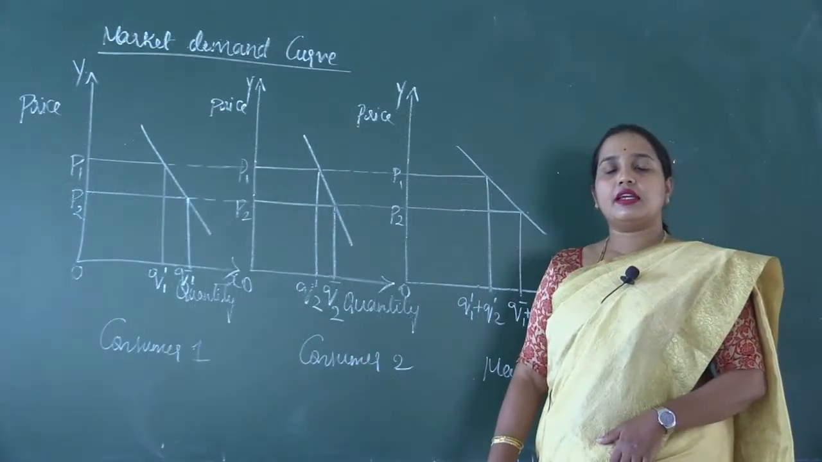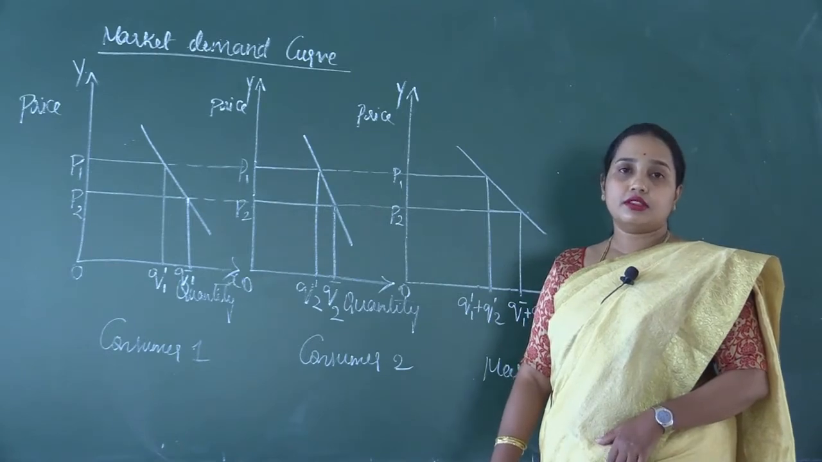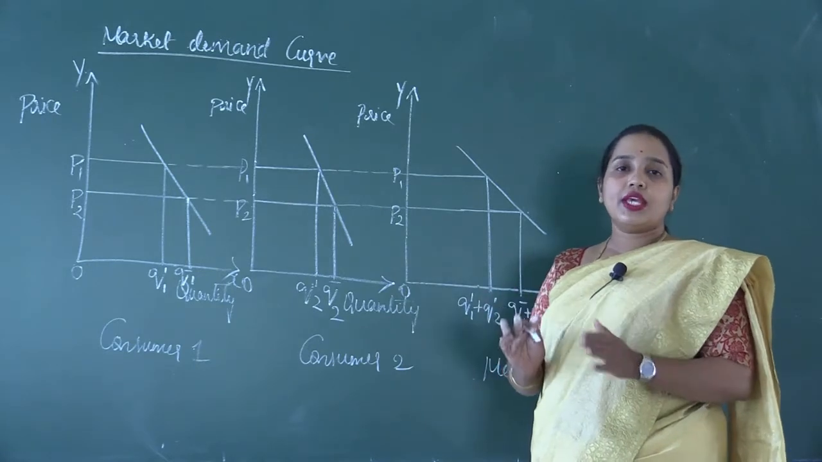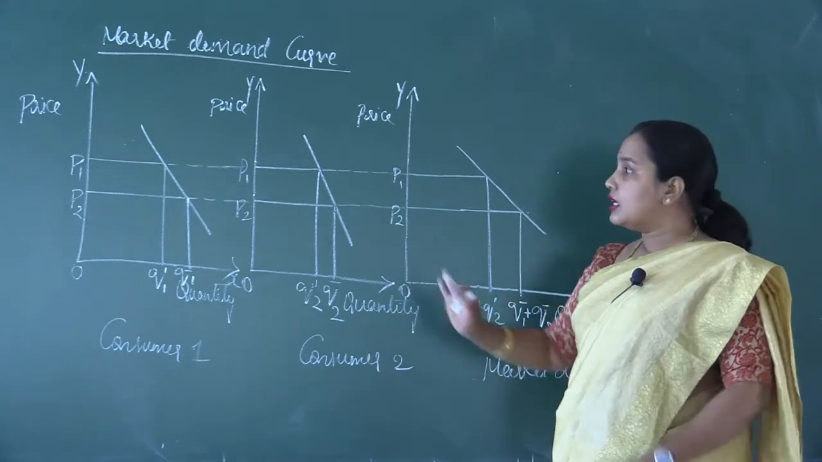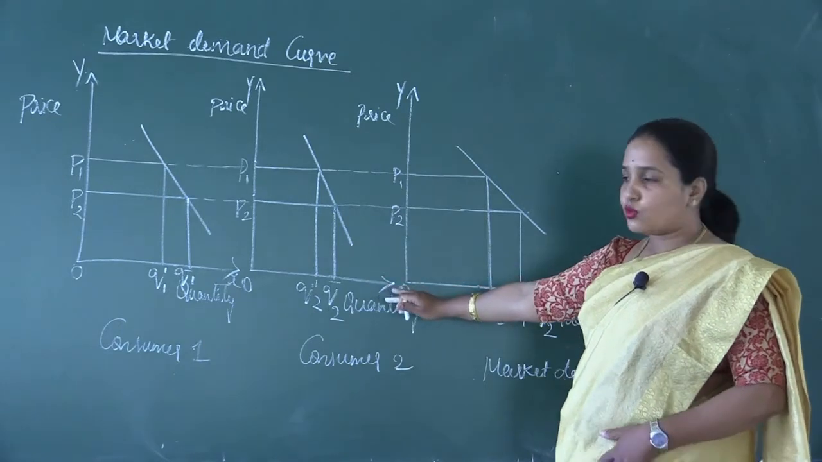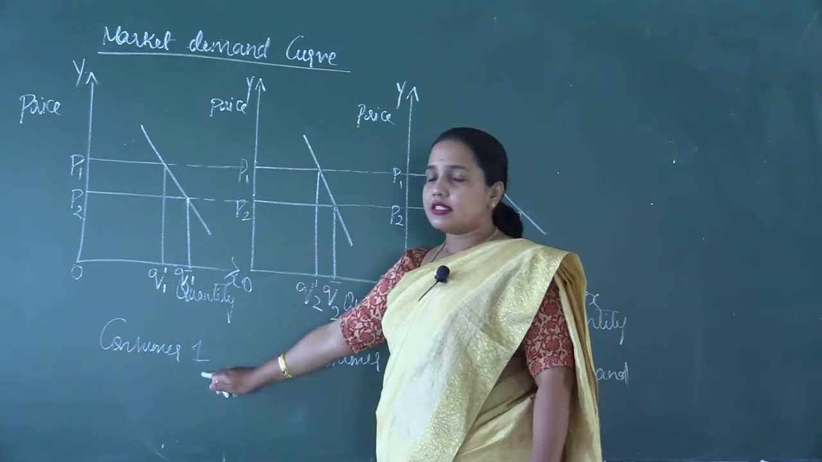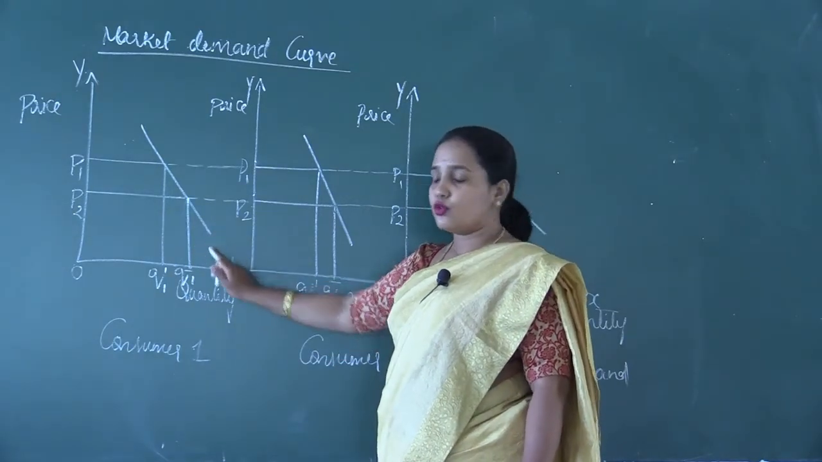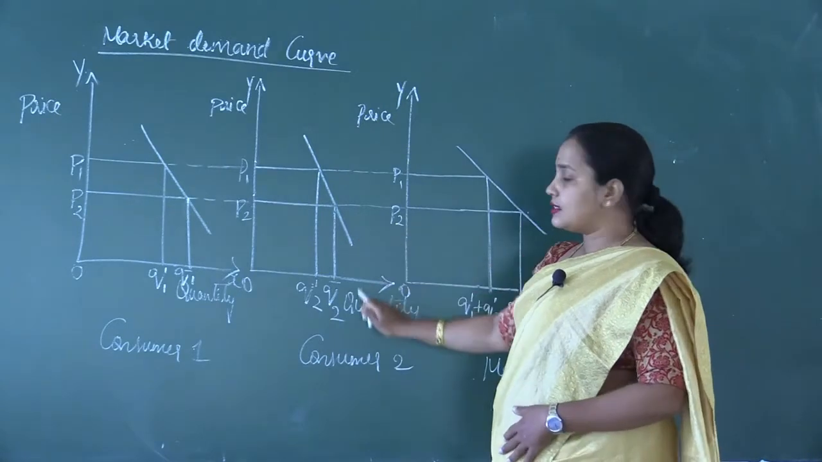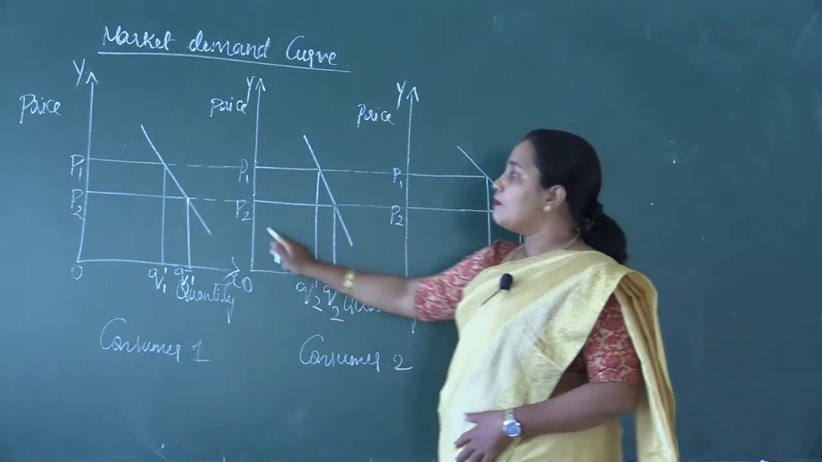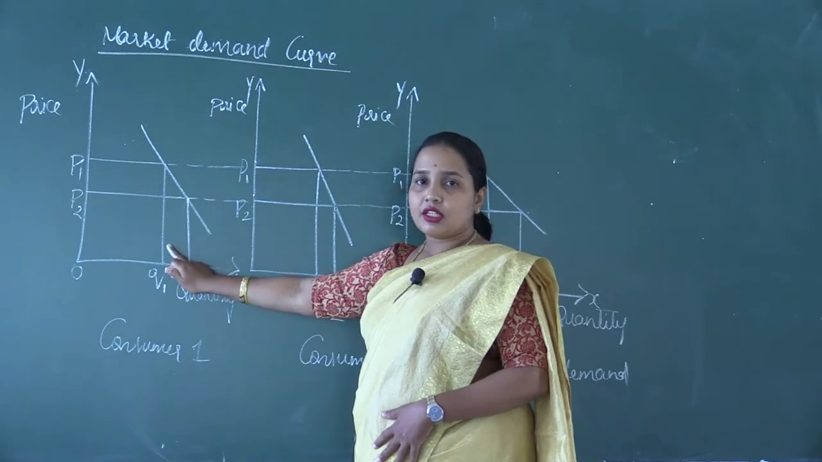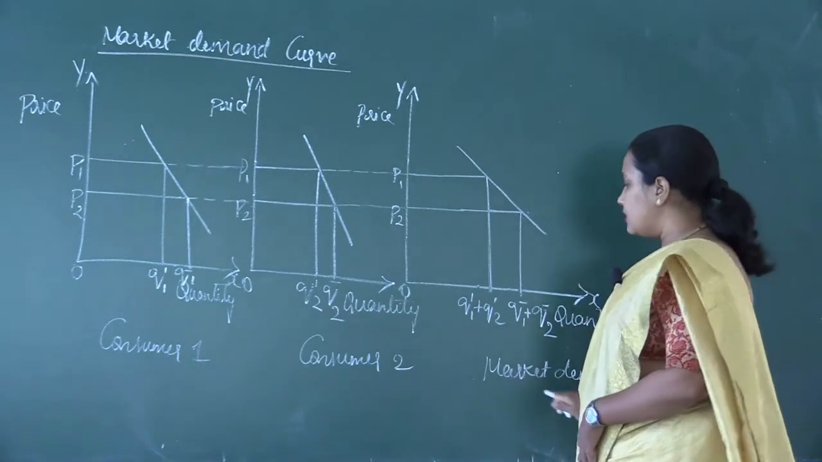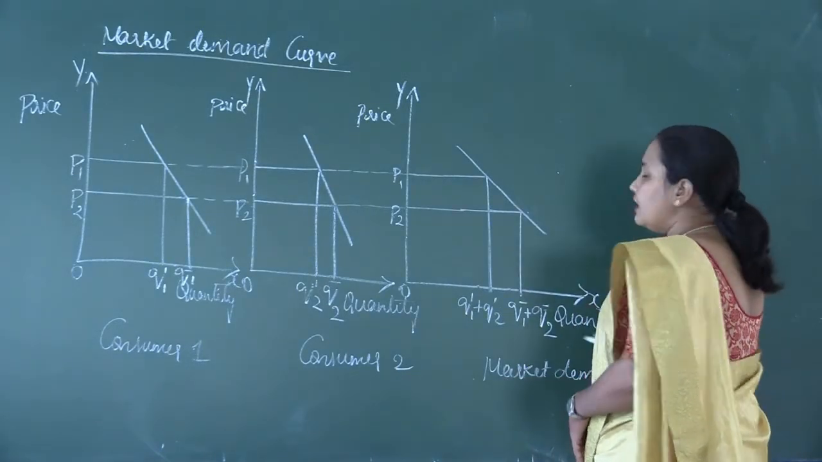Let us diagrammatically understand the market demand curve. Just by adding the two individual demand curves, we get the market demand curve. You have to look into this diagram, students. This particular diagram represents the demand curve of consumer 1, and the middle one represents the demand curve of consumer 2. By adding the individual demand curves of consumer 1 and consumer 2, we get the market demand curve.